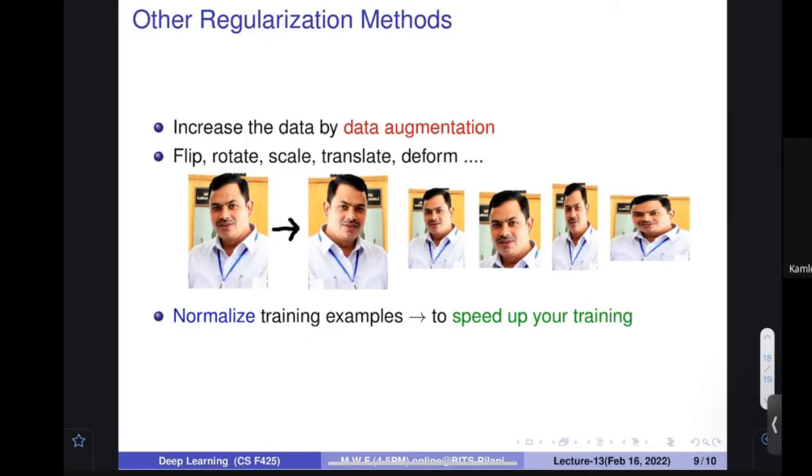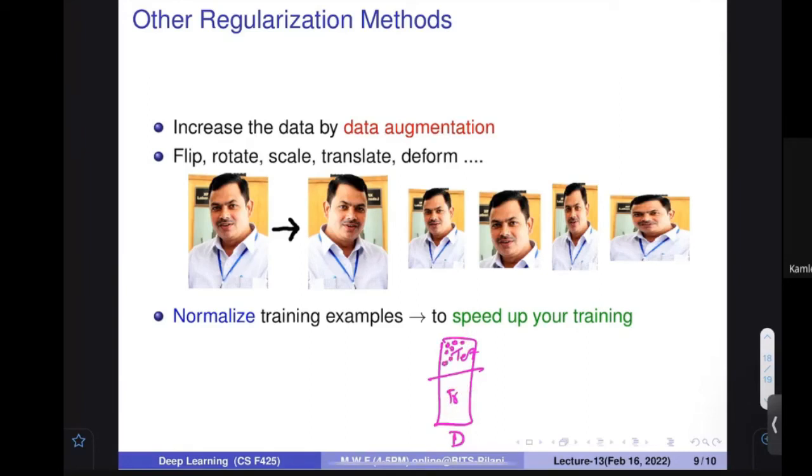One more method could be this. Once again, let's assume that this is the data. On this data, this is the training part and this is the test part. If your accuracy is very high on the training part and it is very bad on this particular part, let me pick some example. Let's assume that on this example, my system is going to be wrong.